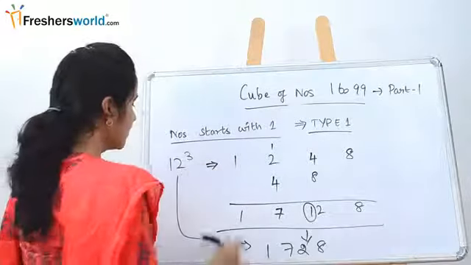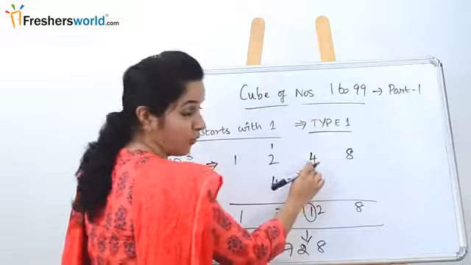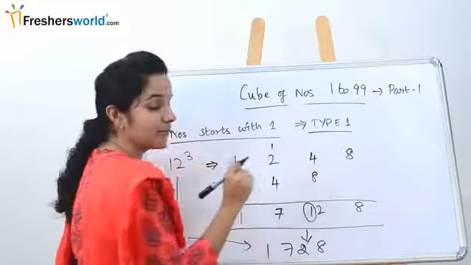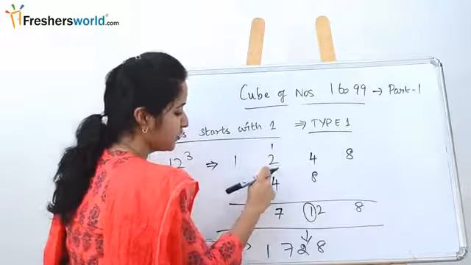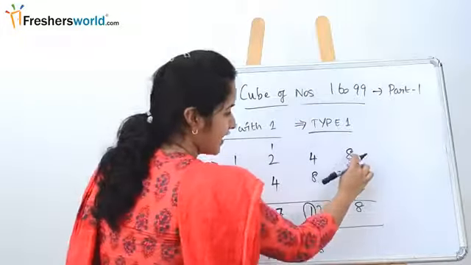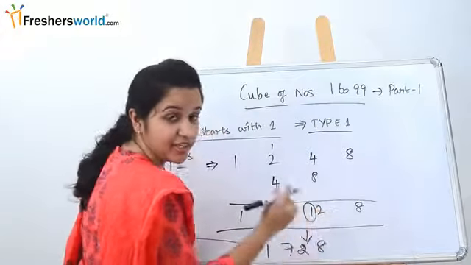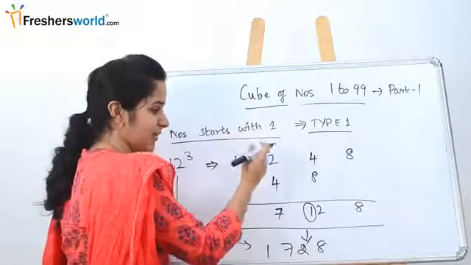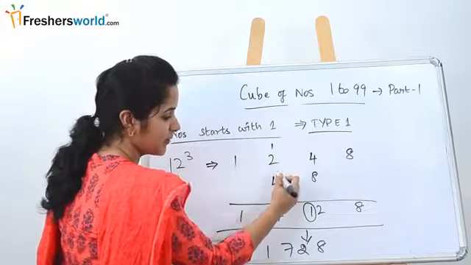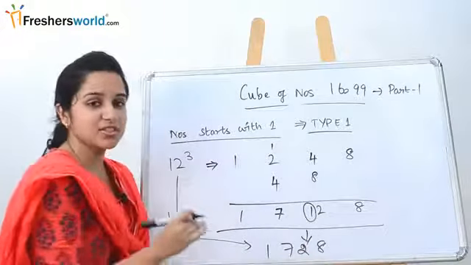So how did we do it? First 2 digits, write them as such. Square of the number is 4. Cube of the number is 8. The middle 2 digits are 2 and 4, and you multiply them by 2. So 2 into 2 is 4, 4 into 2 is 8. Now we add. 8 as such. 8 plus 4 is 12. Write the last digit alone here and carry over the rest of the digits to the next place. So the 1 here we carry over. 1 plus 2 is 3, 3 plus 4 is 7. So we write 1, 7, 2, 8 as such. This is how we easily find it.